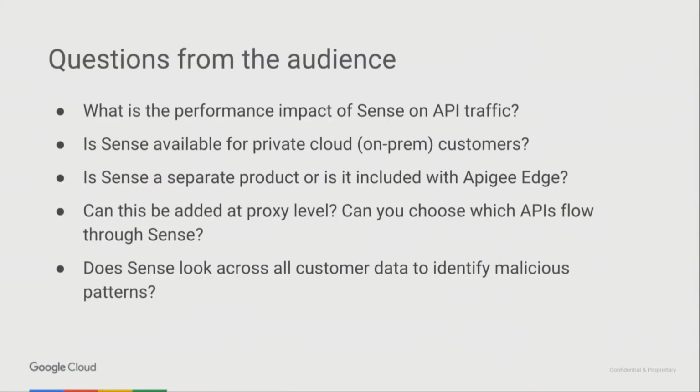Can Sense be added at the proxy level? And can you choose which APIs flow through Sense? So yes, you can configure the detection rules to be API proxy specific. So if you only want to detect on your OAuth endpoint, you can configure rules to do that. And then protection happens at the organization level.